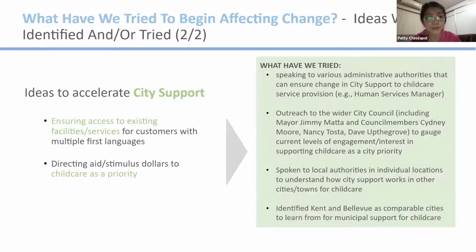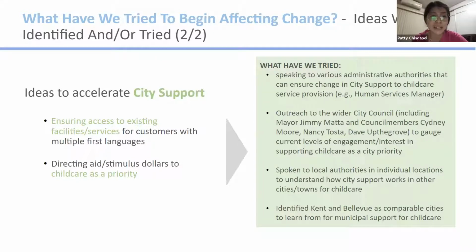The second entry point is city support. We've also identified two ideas. The city of Burien is a majority minority city, which means that the services catered to these populations should be in all sorts of different languages that will serve the different populations. That's why we recommended the first point on ensuring that the services and the facilities are offered in multiple first languages. The second point is what Doreen mentioned earlier.